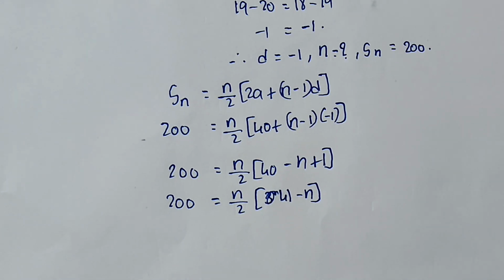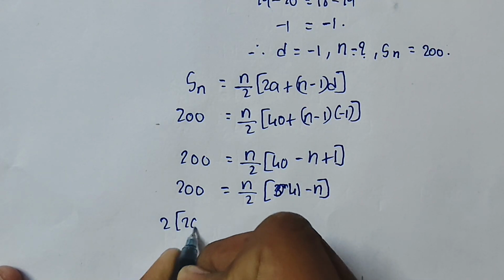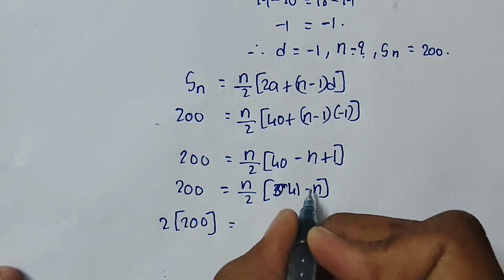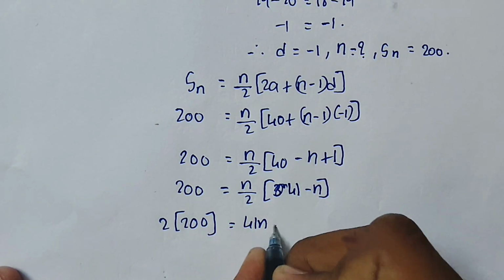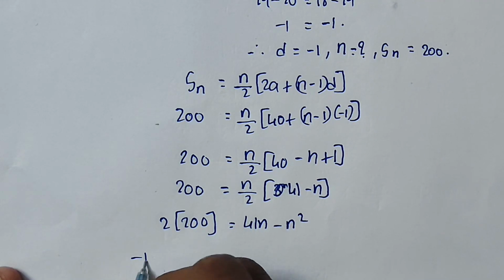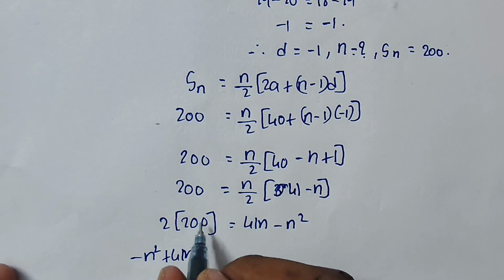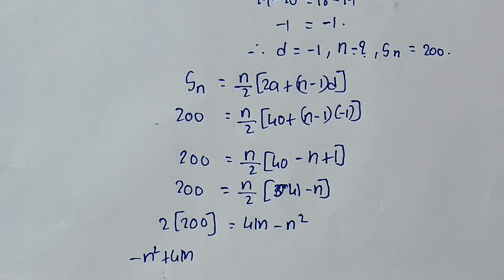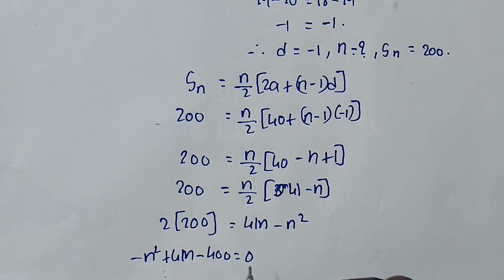So 2 into 200 is equal to n into 41, that is 41n, plus n into minus n, that is minus n square. So minus n square plus 41n. Here 2 into 200 means 400. If we transpose 400 to the right side, it becomes minus 400. So minus 400 is equal to 0.